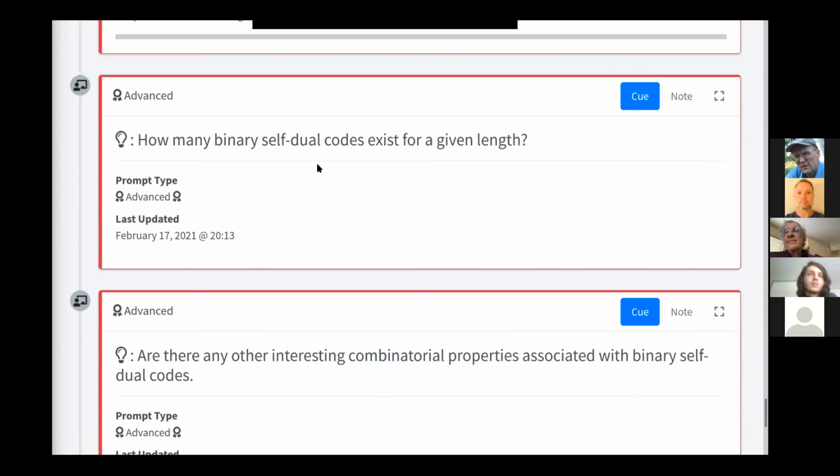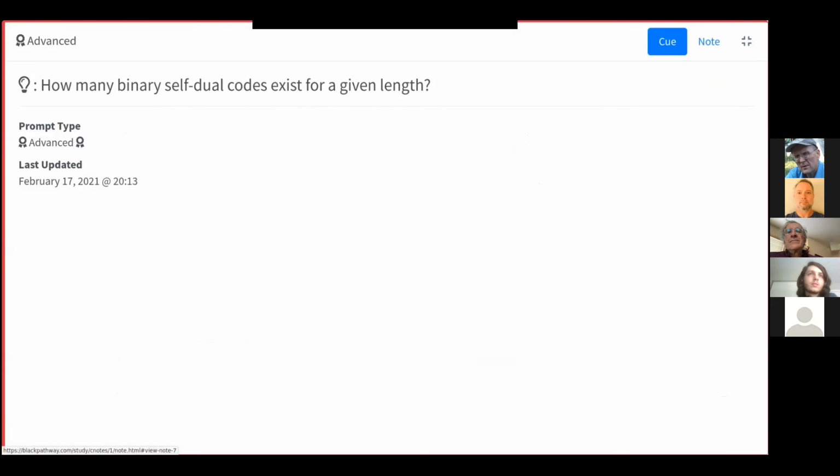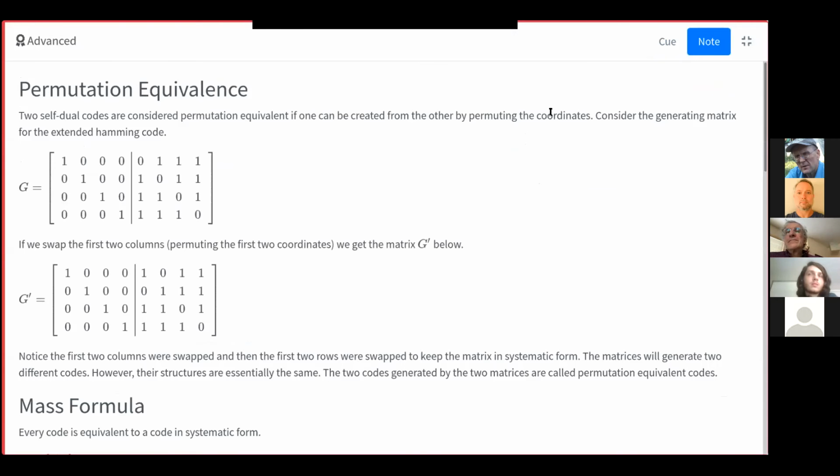Now, how many binary self-dual codes exist for a given length? So we're talking about the orthogonal matrices. Those are large in number. Now, we first have to talk about what it means to be permutationally equivalent.